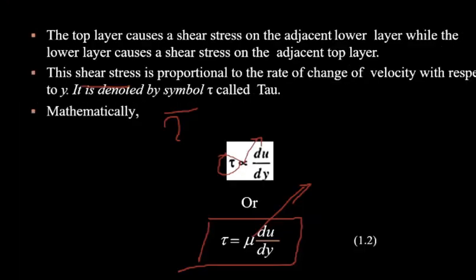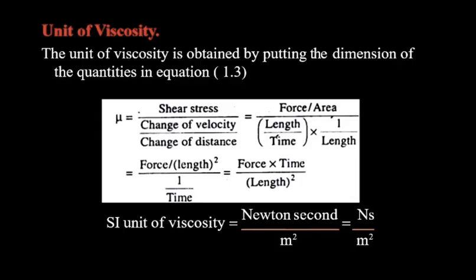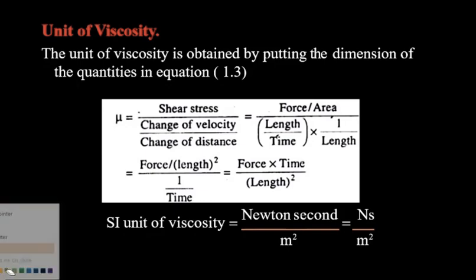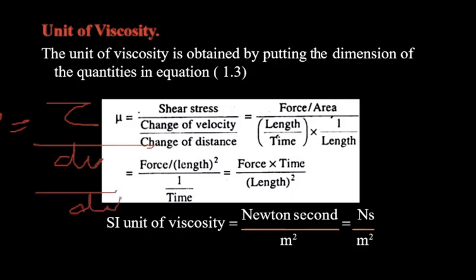Now we shall go to the next concept, that is the unit of viscosity. So what is the unit? See here, we know that mu is equal to shear stress tau divided by du by dy. So mu is equal to shear stress tau divided by change of velocity du over change of distance dy. Shear stress is nothing but force by area.